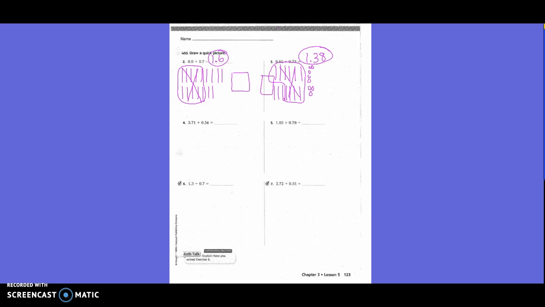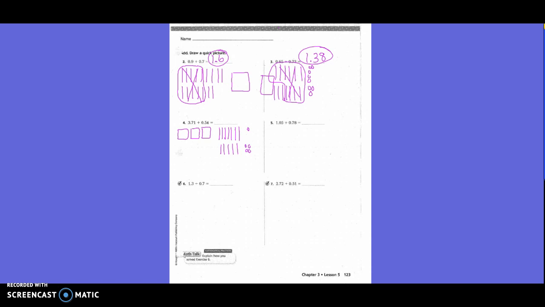Alright, the next one, how many flats am I going to have? 3. So 1, 2, 3. Okay, how many longs? 7. How many small cubes am I going to have? 1. Okay. How many flats for the next one? 0. How many longs? 5. 1, 2, 3, 4, 5. How many small cubes? 4. Okay. Do I work right to left or left to right?